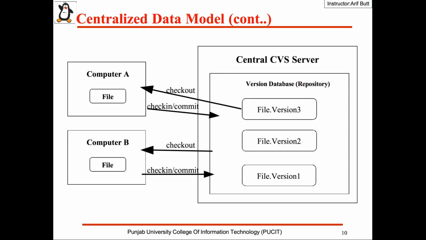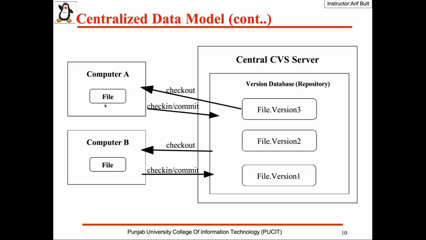Well, this slide shows the working of the version control system that follows the centralized data model. In this model, there is a server machine that holds and maintains the version database. This version database or repository keeps track of different clients working on different files. Suppose there is a file and different users want to work on it. The file is kept on the server and the versioning tool is instructed to keep track of different versions of the file.